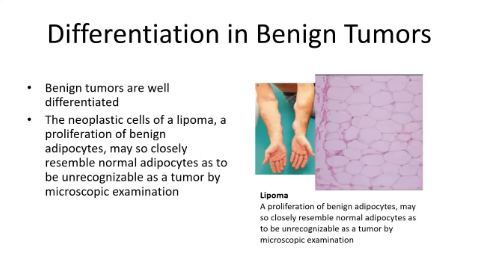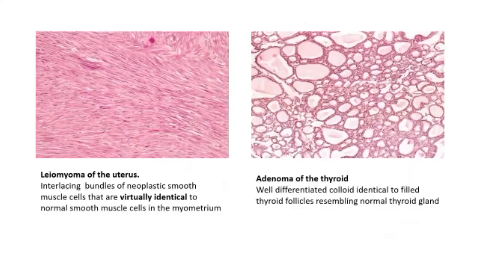The neoplastic cells of a lipoma, a proliferation of benign adipocytes, may so closely resemble adipocytes that it is unrecognizable as a tumor in microscopic examination. Lipoma is the most common benign tumor, not a malignant tumor. In fact, I do have lipomas, other than the fat that I have. It resembles normal cells very closely, and most of the time it is unrecognizable under the microscope as a tumor.